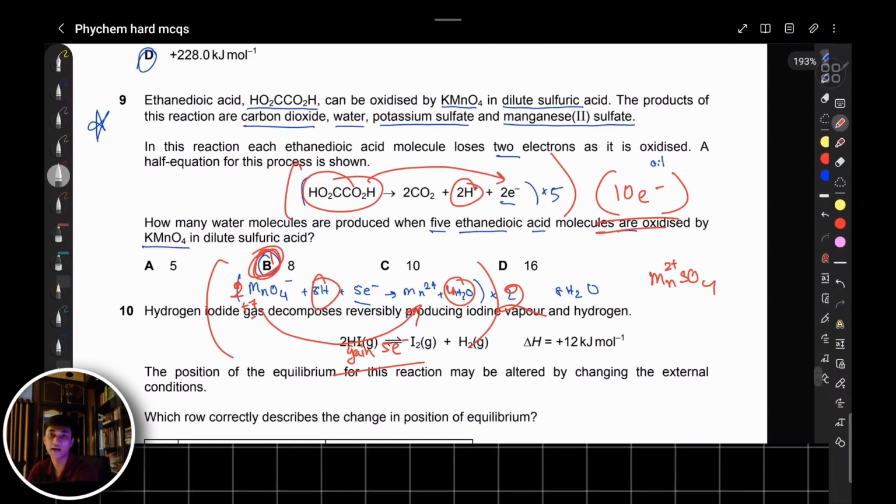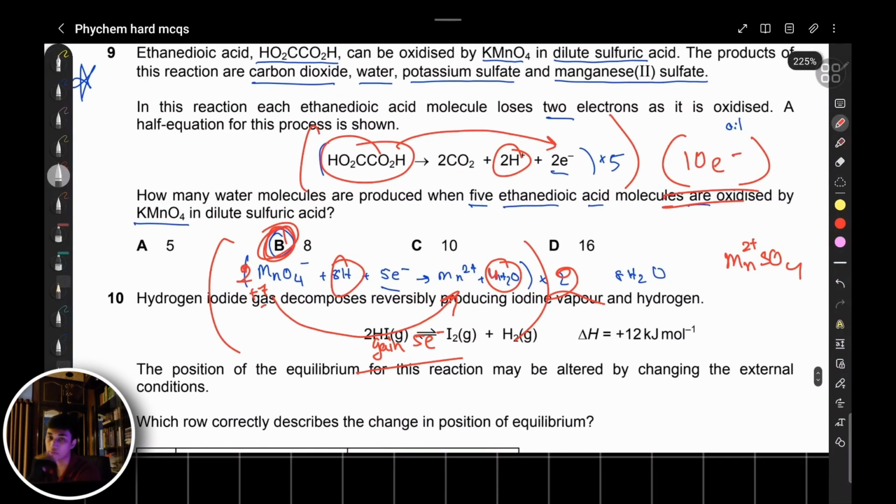So we have to add water molecules to balance either side of the equation, or specifically to balance the oxygen atoms, which is why we are adding the water molecules. Or else the number of oxygen atoms are not going to be balanced. And when we add the water molecules, we have to add H plus ions on the left hand side. Why? To balance the number of hydrogen atoms. So that is how you can figure out how many water molecules are being produced.